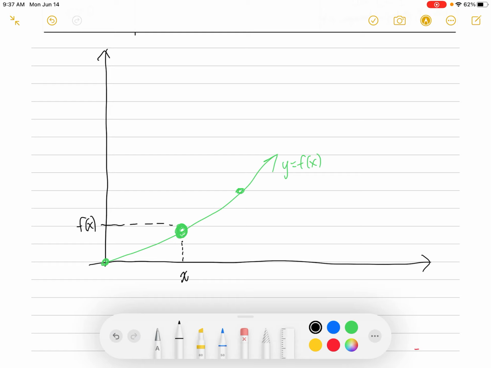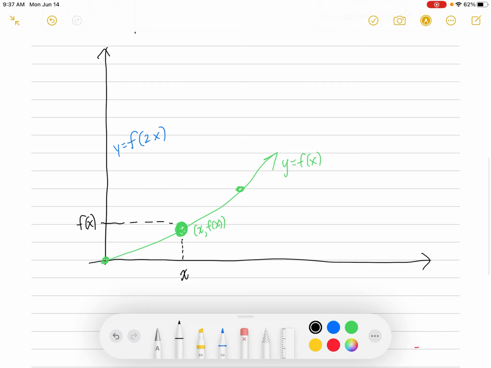This is like a typical point. The input is x, and the y value output is f of x. So I'll write down that ordered pair, x comma f of x. Now what I want to focus on this time is something called f of 2x, y equals f of 2x. You have to be really careful with this type. Here the input is x and the output is f of 2x.